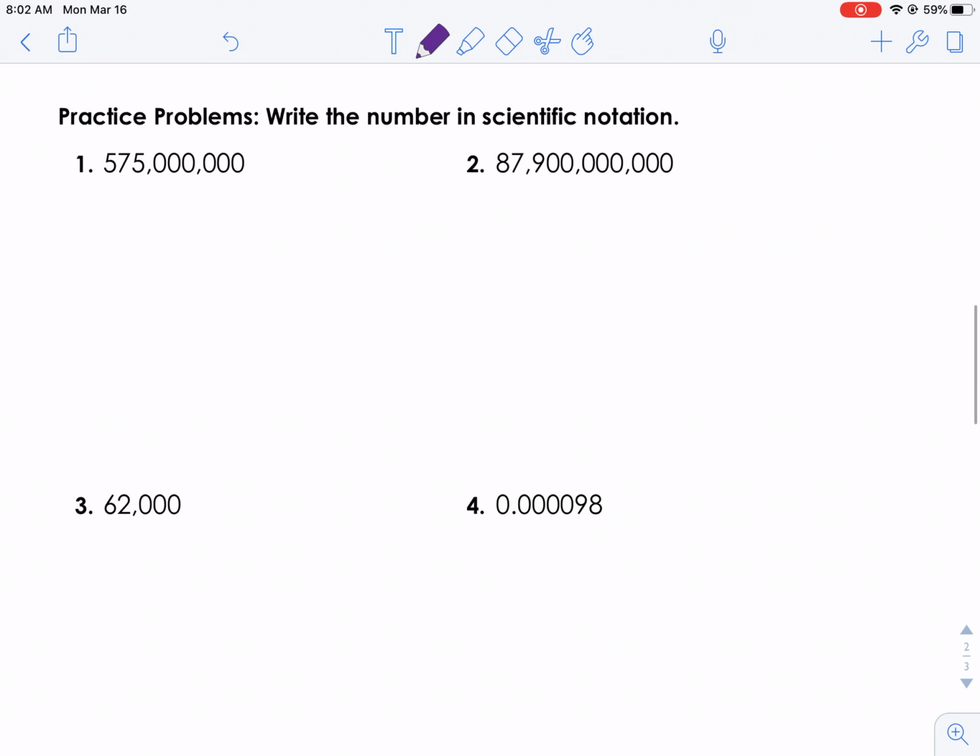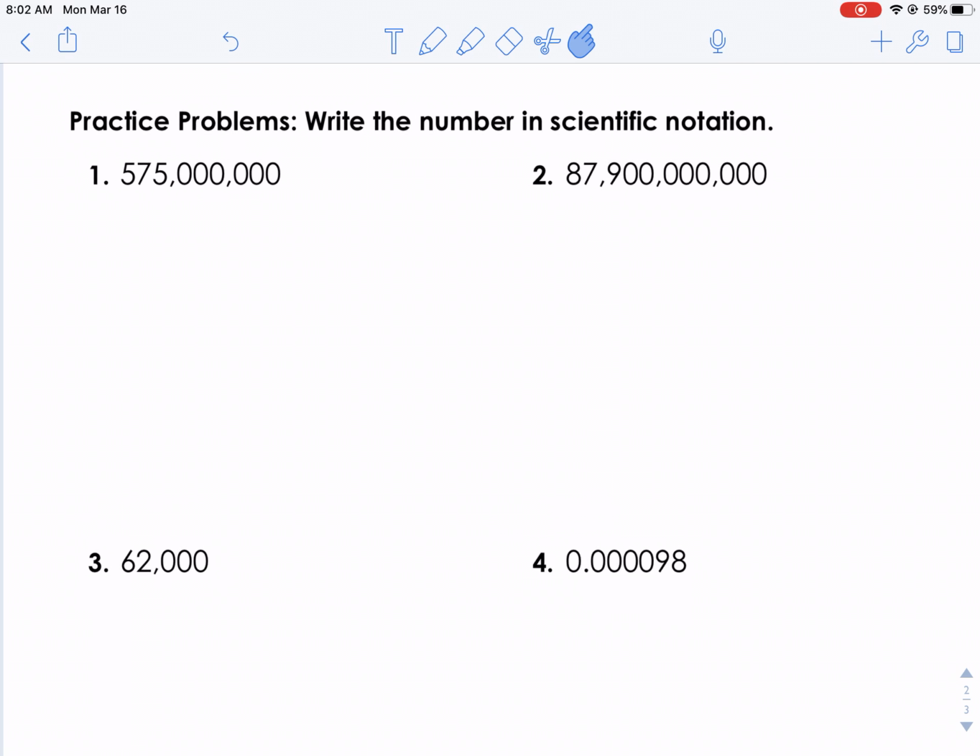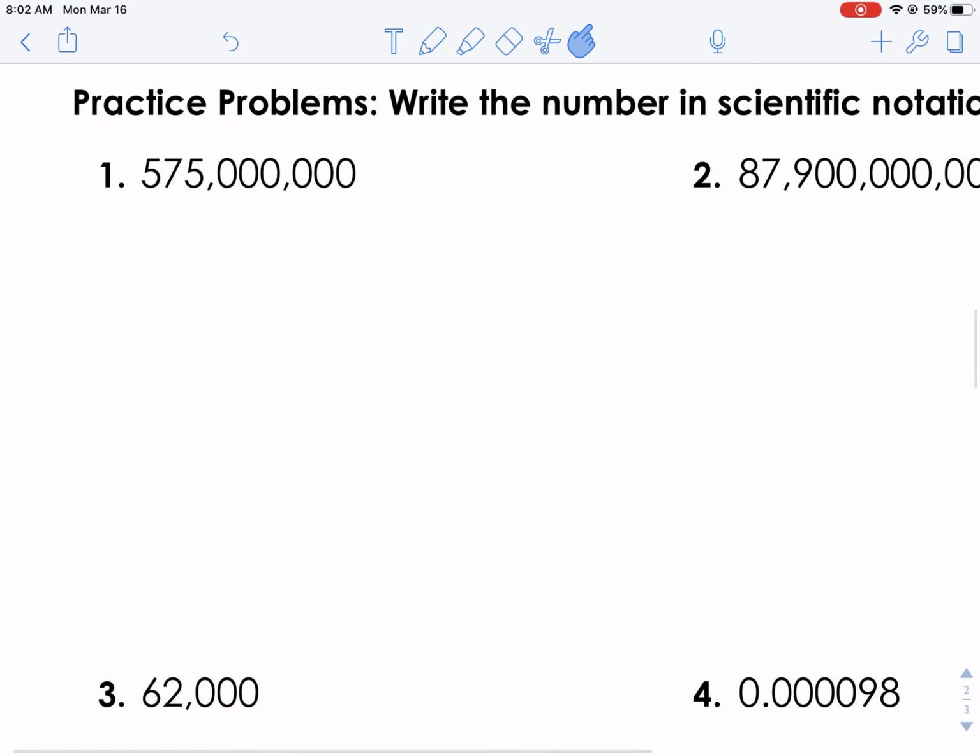All right, so we're going to do 6 examples. Our first number, we have 575 million. So again, in scientific notation, we need to have the number between 1 and 10. So in other words, you're going to have one digit and then your decimal point and then the rest of your numbers. So our decimal point is going to have to land here. So we're going to end up with 5.75 times 10 to the something.